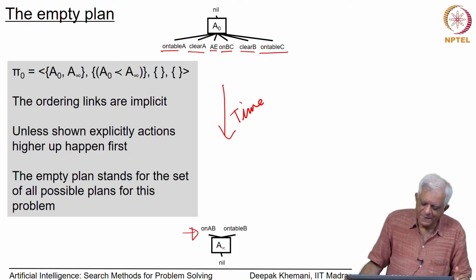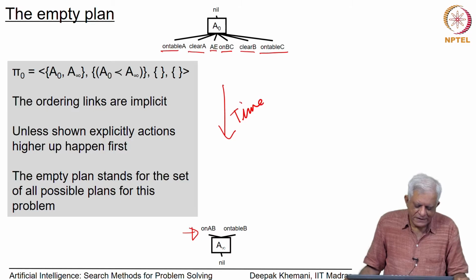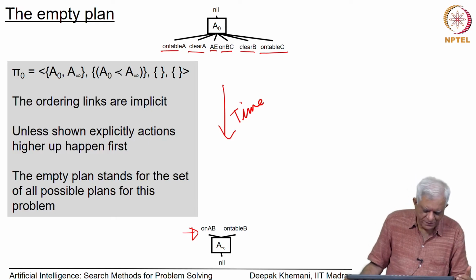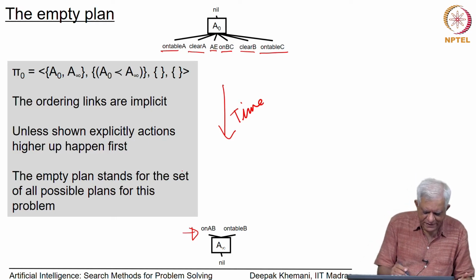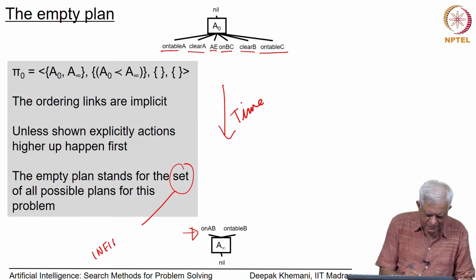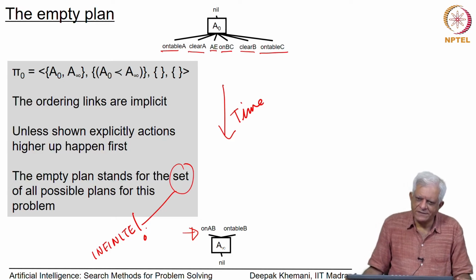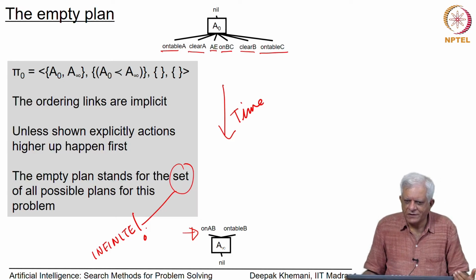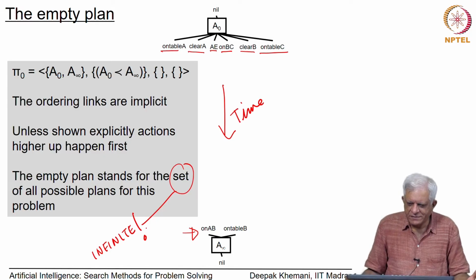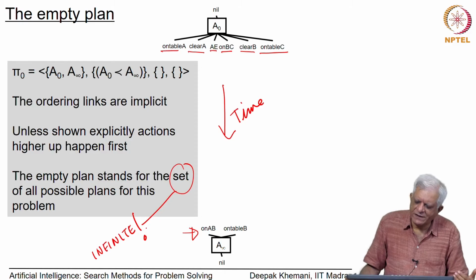Now, this empty plan A 0, A infinity stands for the set of all possible plans that you can construct in this thing. Now, it so turns out that this set is actually infinite. Why is this infinite? Because you can simply have a sequence of actions which go into a kind of an infinite loop, or if not in an infinite loop, in a small loop.